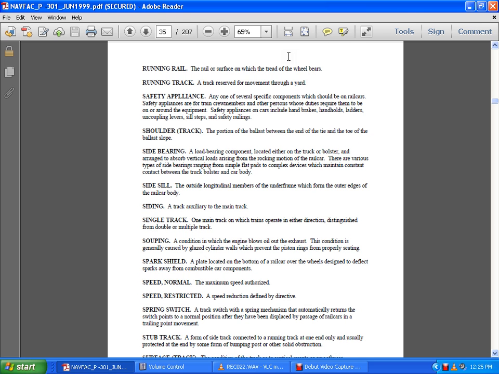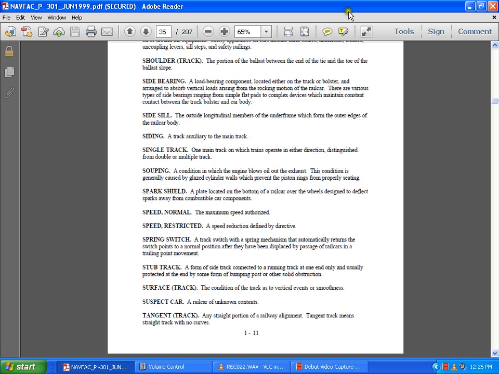Slobbing, a condition of the engine blowing out the exhaust and continuing to cause glazed cinders in which the piston rings are not properly seated. Spark shield, a plate that is located in the bottom of the railway car wheels designed to deflect the spark from combustible components.